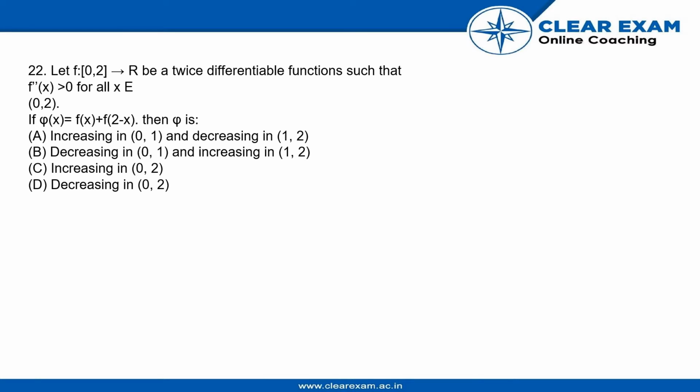Question number 22. Let f have domain 0 to 2 and codomain R, and it's given that f is a twice differentiable function such that f double dash x is greater than 0 for all x belongs to (0, 2), and if phi of x is equal to f of x plus f of 2 minus x, then phi is.